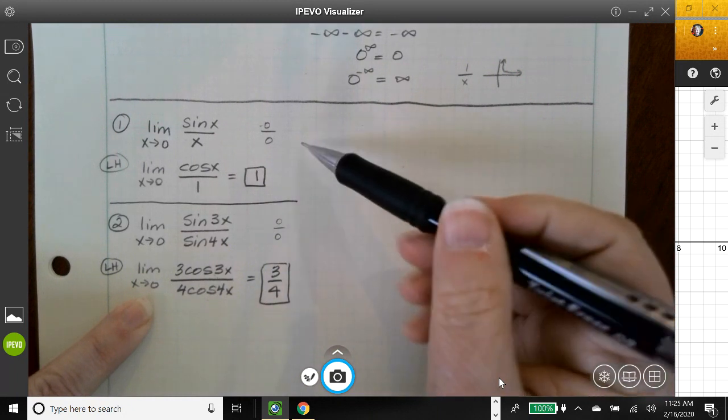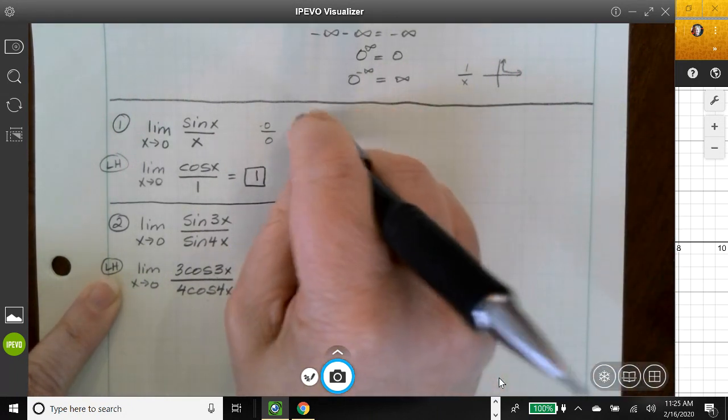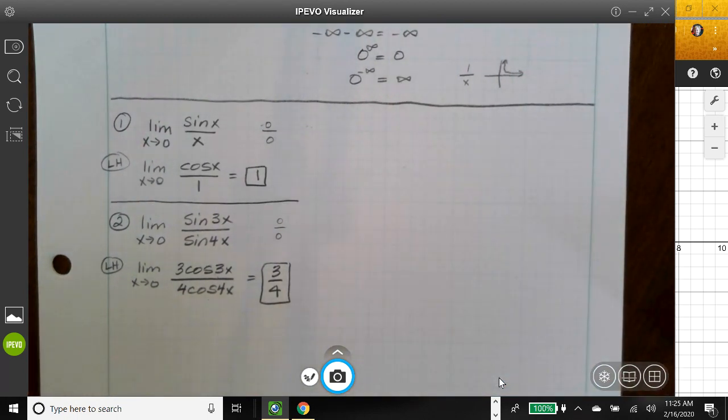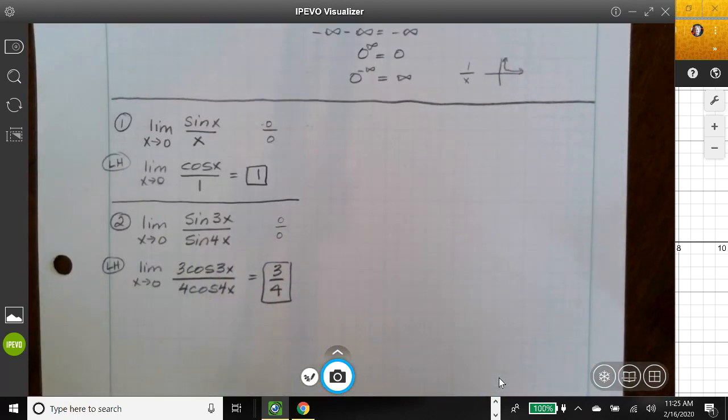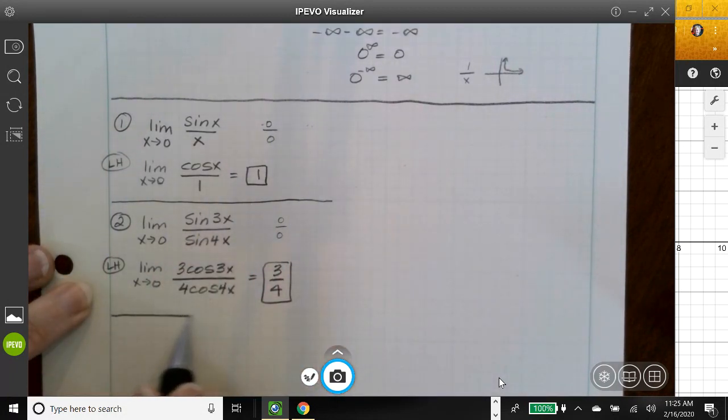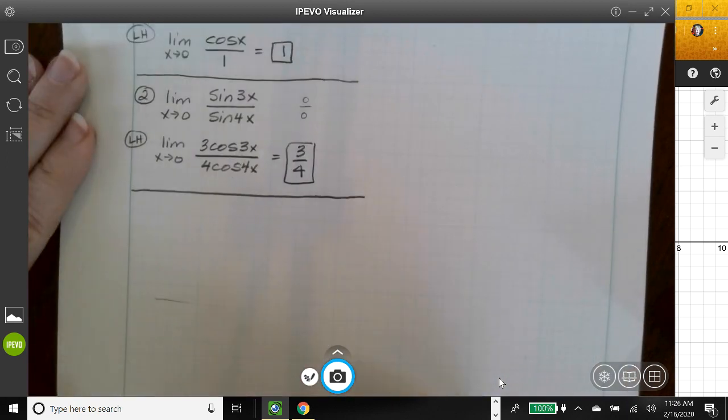So in this case, I have a 0 over 0 equaling 1, and a 0 over 0 equaling 3/4, which is the reason why 0 over 0 is indeterminate, because it could be a myriad of different answers. All right, number 3.